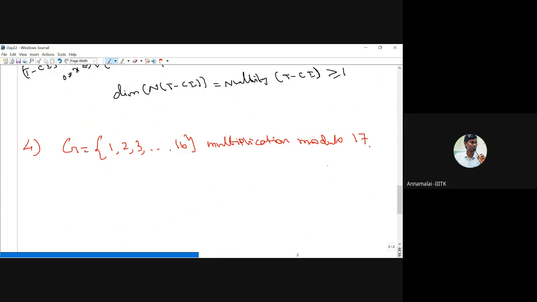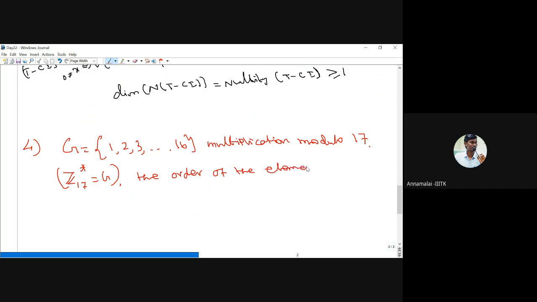So actually it's nothing but Z_p star, Z17 star. That is, you have to remove 0 from Z17. That is our G. Now the group G is a group with respect to multiplication modulo 17. The question is, what is the multiplicative inverse of 3? Sorry, they are asking what is the order, not the inverse, of the element 3.